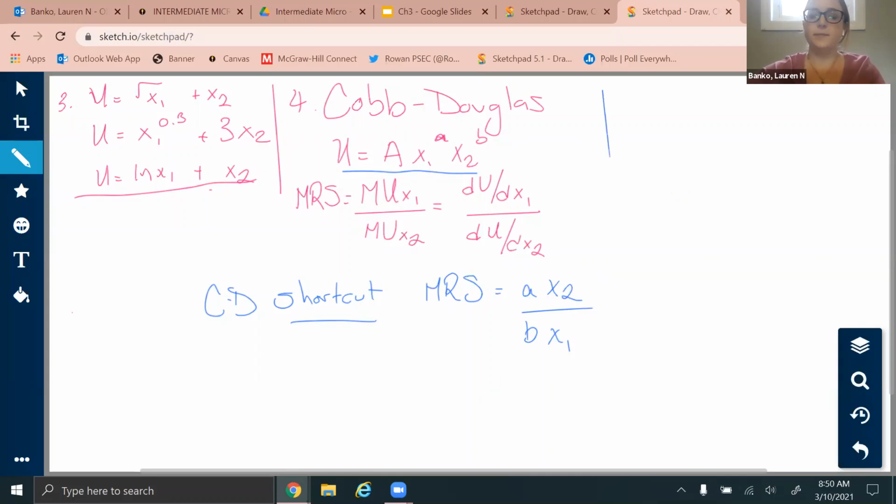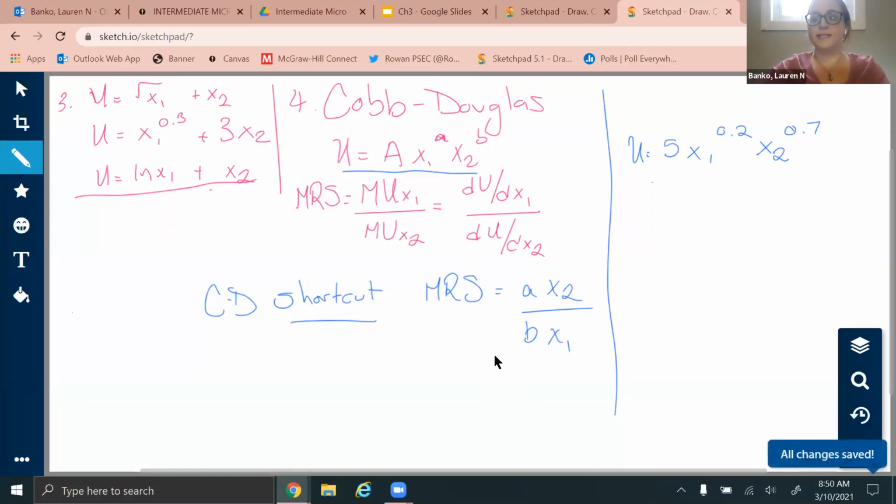So let's just do an example, do it together. U equals 5, x1 to the 0.2, x2 to the 0.7. Again, you want to be able to identify that this is Cobb-Douglas. And it's really x1 times x2 that gives it away. The others didn't have these being multiplied at all. So because they're multiplied, we have Cobb-Douglas.